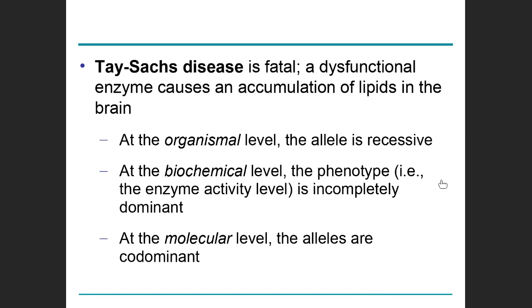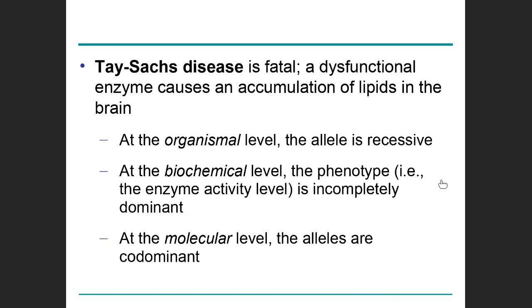At the biochemical level, the phenotype is incompletely dominant because you have the good allele producing the good enzyme, and the bad allele is producing the bad enzyme. So both enzymes are being produced equally. It's just the bad enzyme doesn't work. At the molecular level, the alleles are codominant because they're both being expressed. They're both being transcribed and translated to make their respective enzymes. It's just that only one of the enzymes is good and the other one is bad.